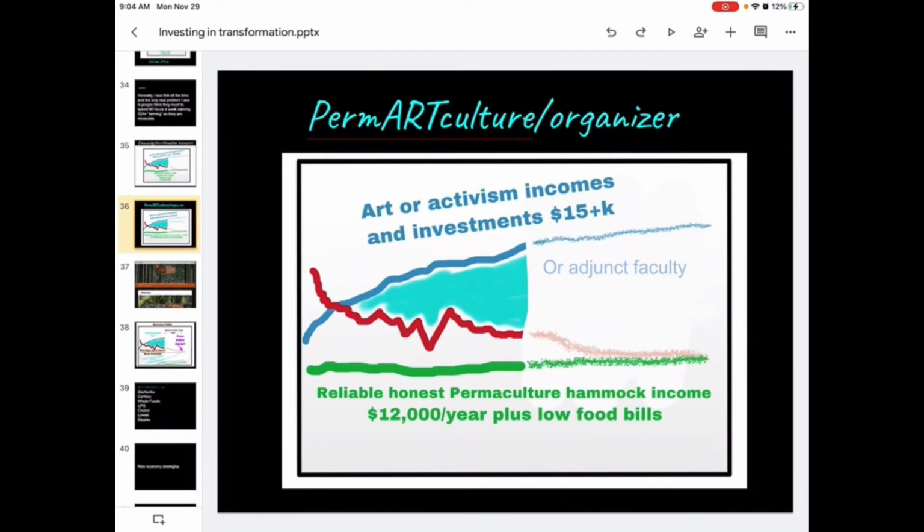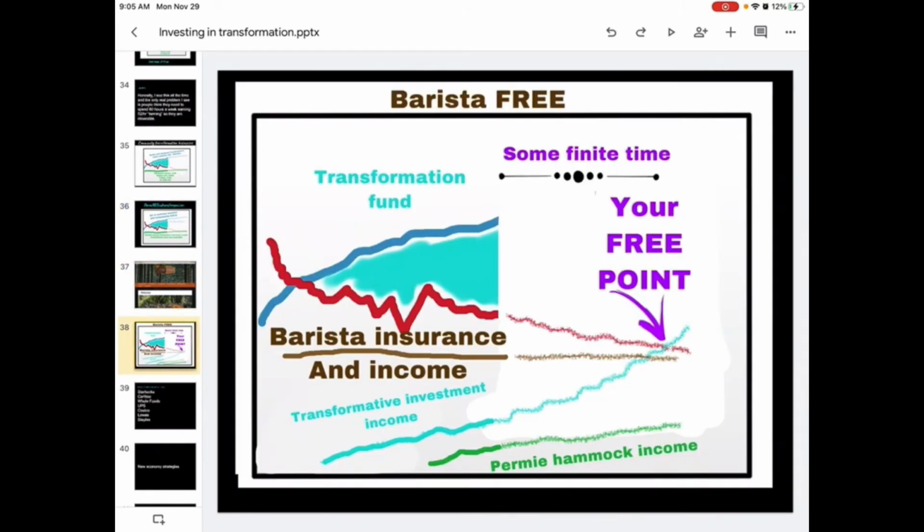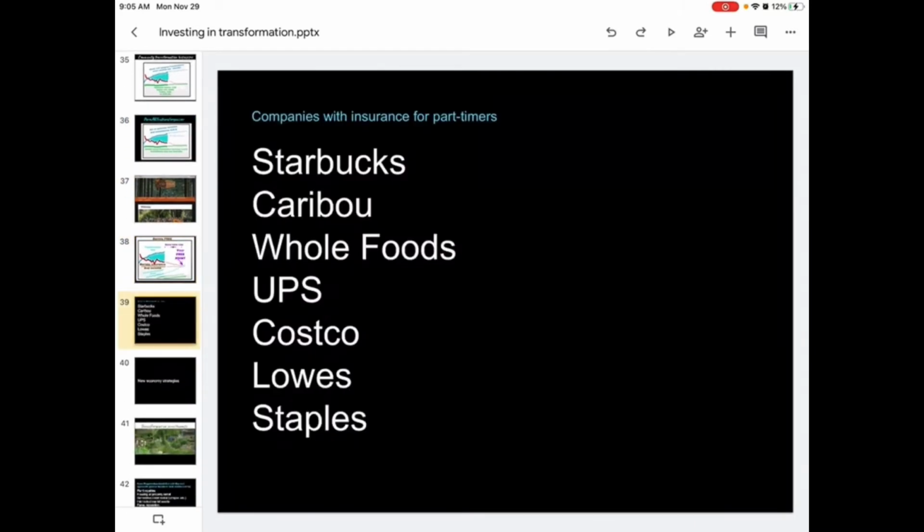Some of these, like this one, are a model based on doing permaculture for artists or activists or organizers. So it's a specific kind of focus on benchmarks and what the money looks like to really be able to empower people to do art or activism. So lots of different models here. Of course, this one is famous, looks like Barista Fire, or we call it Barista Free, because we're also assuming that we're putting some time and effort into permaculture investments as well. Of course, we're looking here at companies with insurance for part-timers.